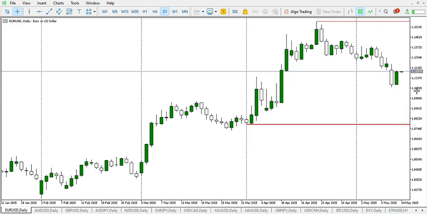However, for now price is in a consolidation, and we expect it to either draw to this high or draw to this low.